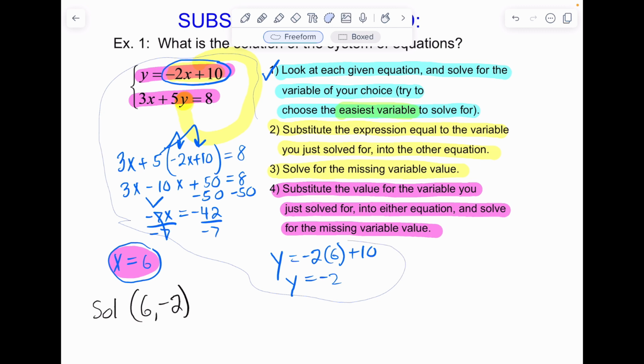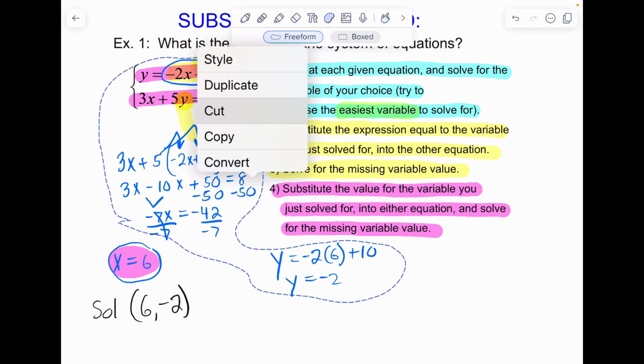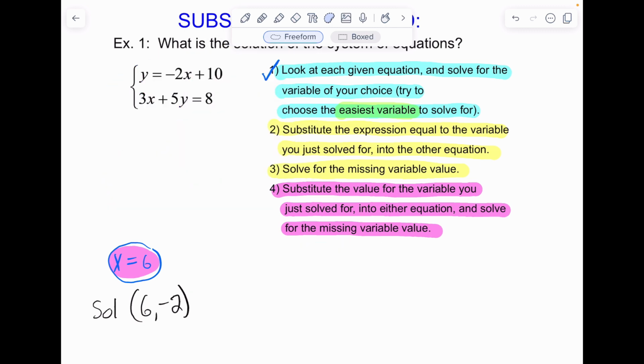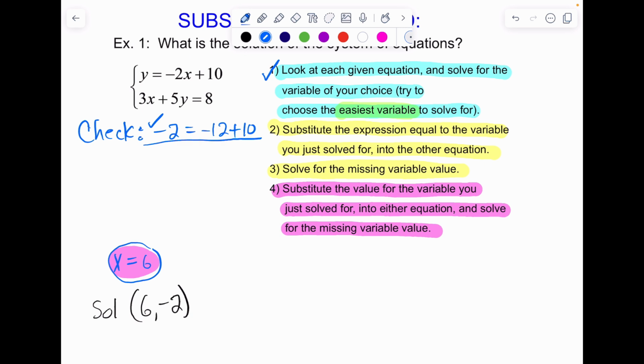Now remember to always check your work. It's always very important to check because we are human and we can make mistakes. So if I were you, I'd go ahead and do a real quick check by plugging in that solution and making sure that it works for both equations. Y, which is negative 2, does that equal negative 2 times 6, which is negative 12 plus 10? Yes. Second equation, 3 times 6 is 18 plus 5 times negative 2 is negative 10. 18 plus negative 10, does that equal 8? Yes, and that is my solution.